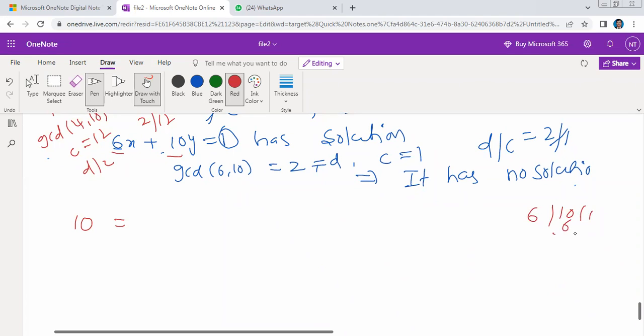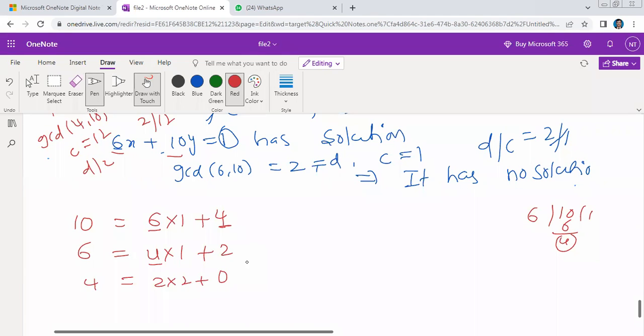6 divided by 1 is 6, remainder 1, plus 4. 6 times 1 plus 4. Then next, what about 6? 6 can be divided by 4: 4 times 1 plus 2. 4 times 1 plus 2. Again 4 divided by 2: 2 times 2 plus 0. Plus 0. Right. That's it.